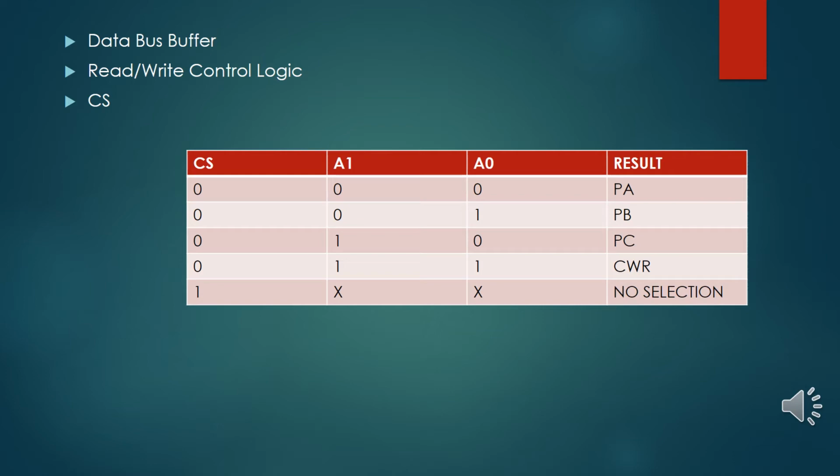When A1 and A0 are both 00, then the result is going to be port A. Same, when it is 01, the result is for port B, 10 is for port C and 11 is for control register. As you can see, when we are connecting chip select as a high, the A1 and A0 are don't care conditions, the result is going to be no selection. It means no port is to be selected.